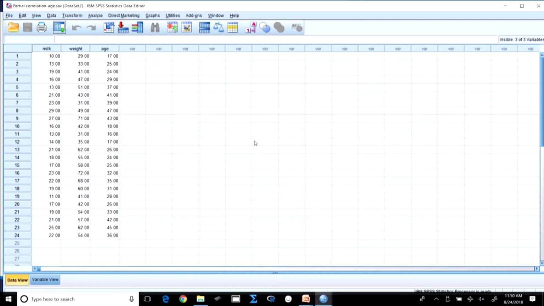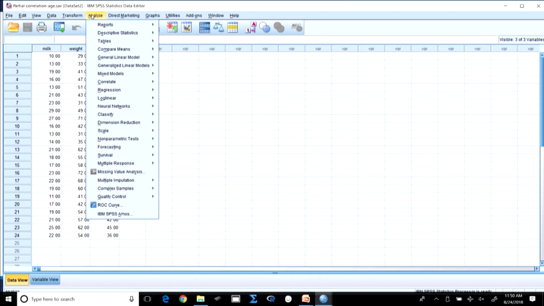This is the same data set that we have been talking about. How do I go? First I go to Analyze, and now I go to Correlate. You see there is Bivariate, Partial and Distance, but Distance is not necessary to be discussed now; we will talk about it when we discuss cluster analysis. Now we want to talk about bivariate and partial.